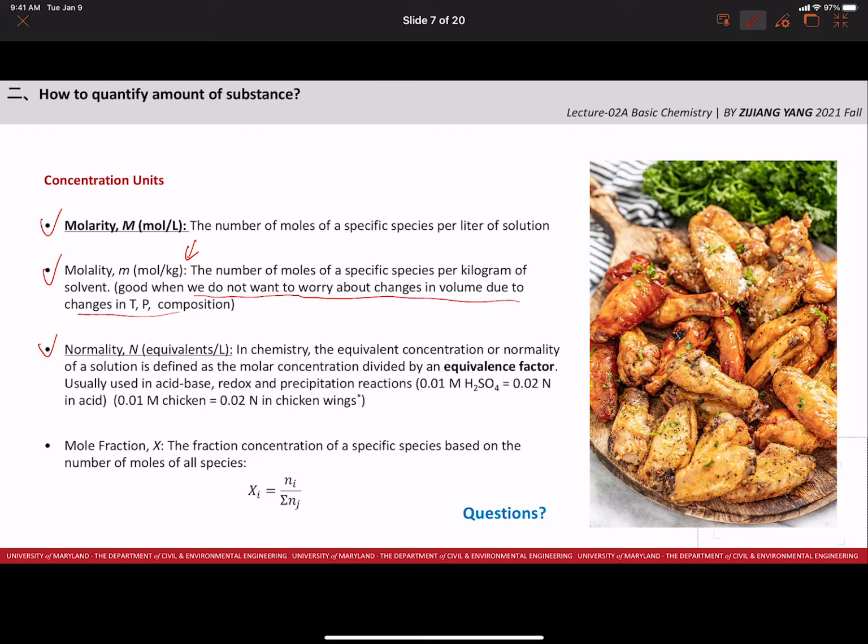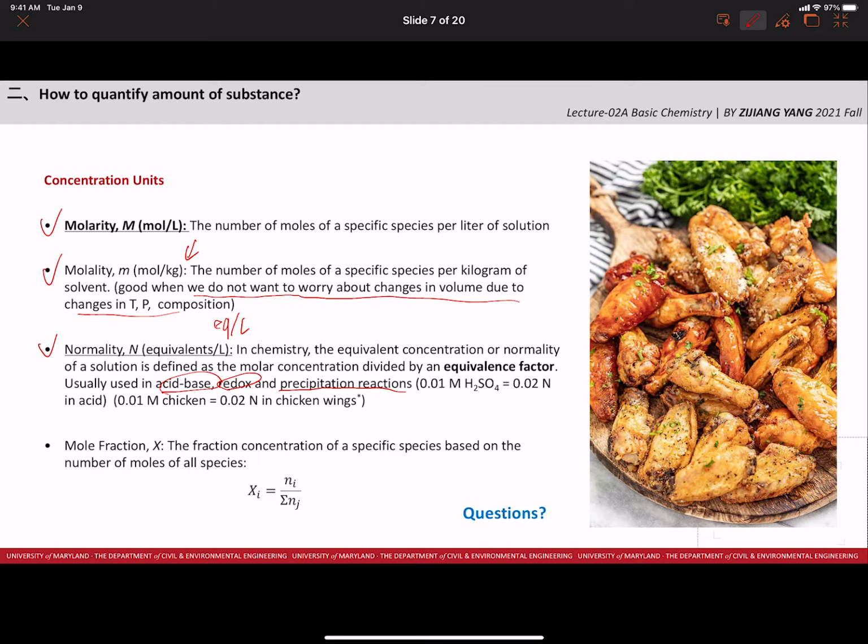And we also have normality. We can use N or equivalent per liter, or sometimes we also use EQ per liter. In chemistry, the equivalent concentration, or normality, of a solution is defined as the molar concentration divided by an equivalent factor. Usually, it is used in acid and base, redox, and precipitation reactions. For example, for sulfuric acid, because we consider it as an acid, it can give 2 H plus, so the equivalent factor is 2.